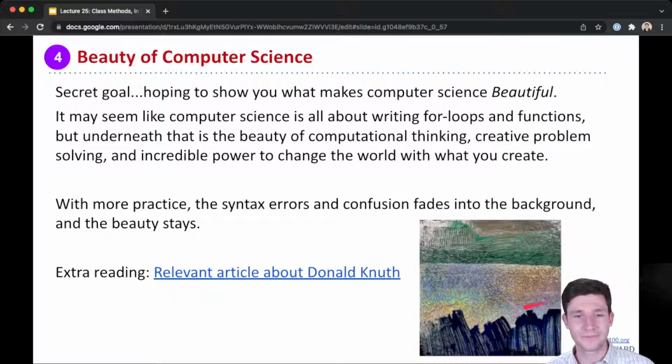You can read more on beauty and computer science in this article here, and I have some slides linked that I won't read here, with some descriptions of people talking about what they find beautiful in computer science. But I hope that by the end of your CS journey, or early on in your CS journey, before you have a lot of it actually, you find some beauty in computer science.